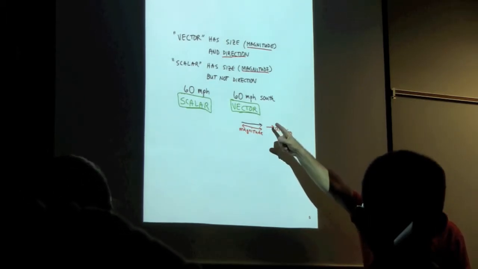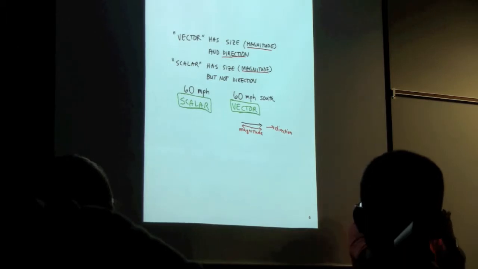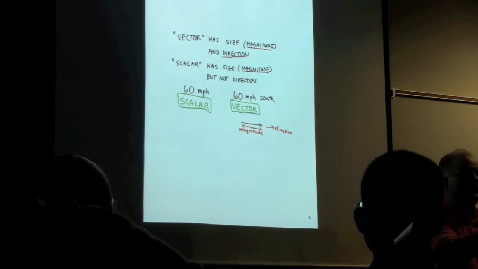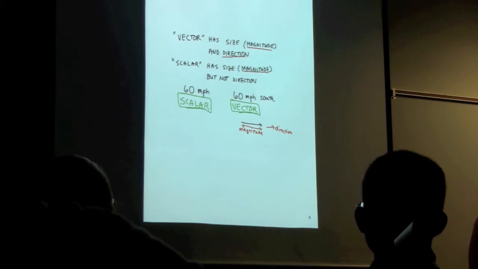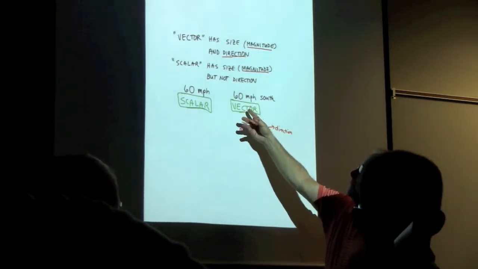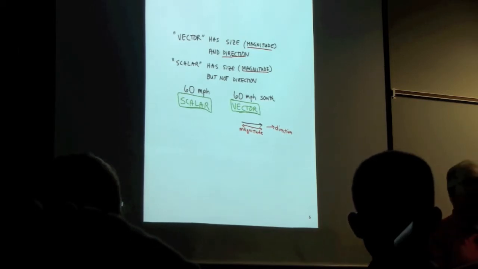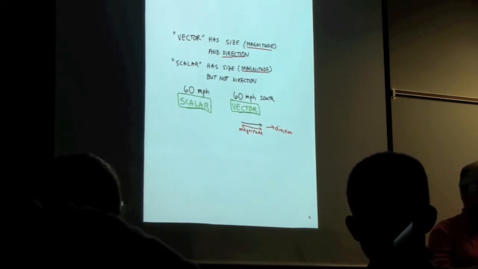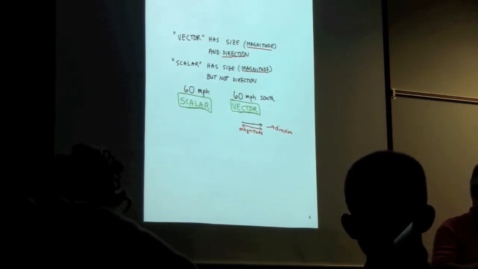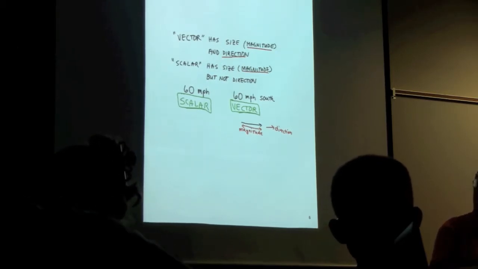But if we say 60 miles an hour south, now we've made a vector out of that. Because now not only do we know that it's 60 miles an hour, but we know the direction that it's going as well. So a vector has a magnitude, a size to it, but it also has a direction. No direction, and it's not a vector anymore. It's just a scalar. You see the difference between the scalar and the vector? It has to have direction.